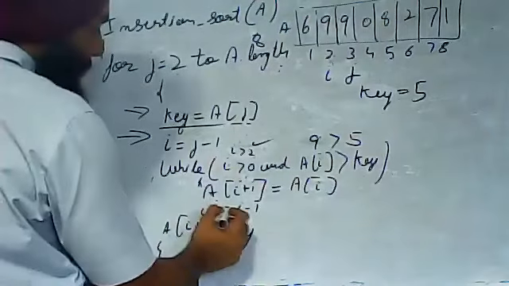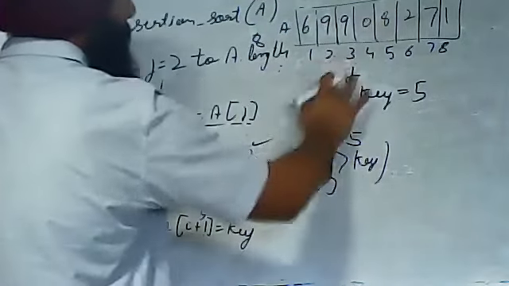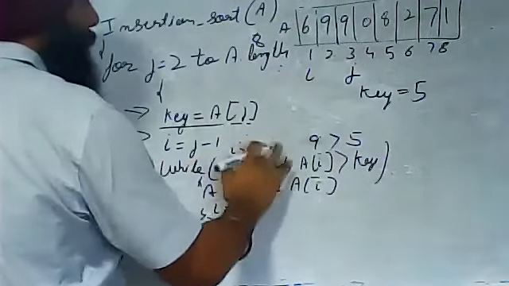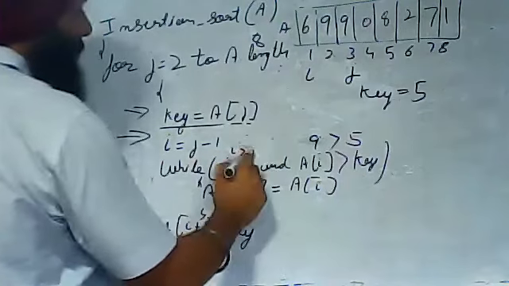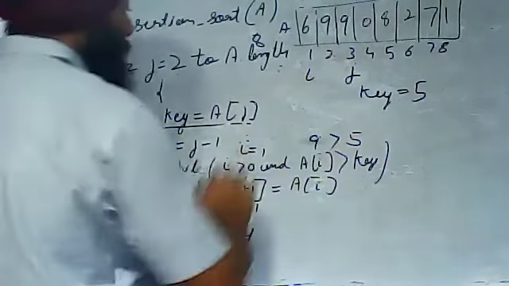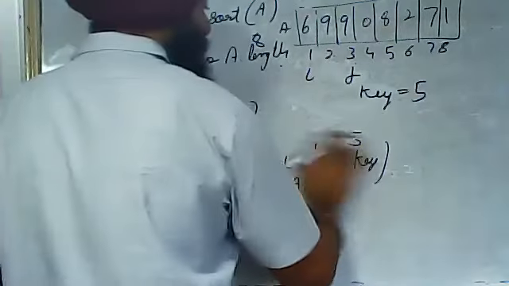After that, the next step is I minus 1. Now I's value will become 1, and this while loop executes again. Now the value of I is 1, that is still greater than 0. I equals 1, that is greater than 0. That is true. Then check for the next condition.